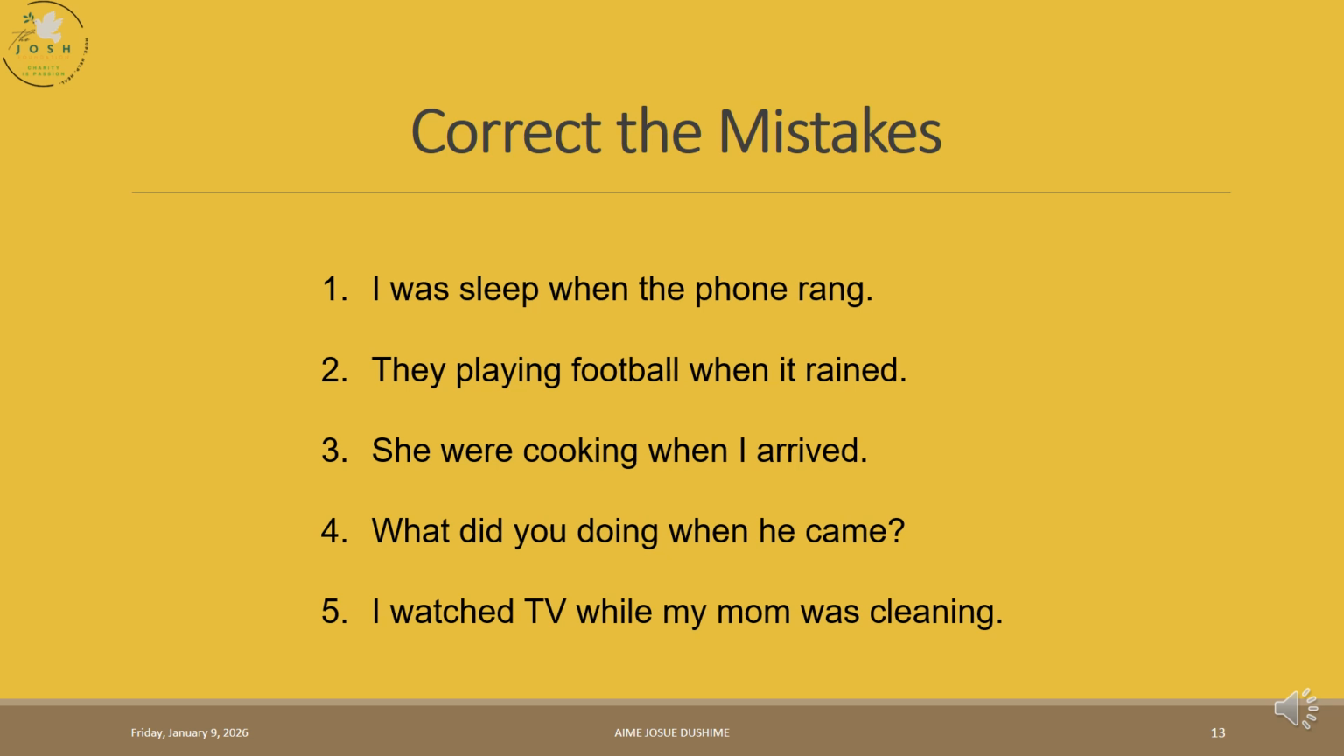Now, we will correct the mistake. These sentences are made of mistakes, and you have to look at the mistakes, identify the mistake, and then correct it. I was asleep when the phone rang. They playing football when it rained. She were cooking when I arrived. What did you doing when he came? I watched TV while my mom was cleaning.